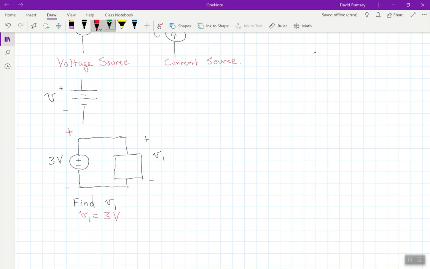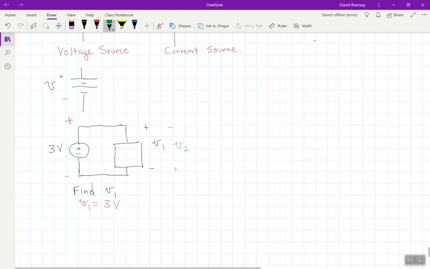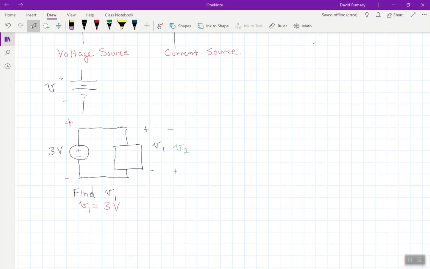Now, if I were to modify this question instead and put another voltage here. Remember, when we label these voltages, we're not saying whether the voltage is positive or negative, we're just labeling how we're measuring it. So if I label it like this, V2, well, it's still going to be a value of 3, but in this case it's negative 3 volts.